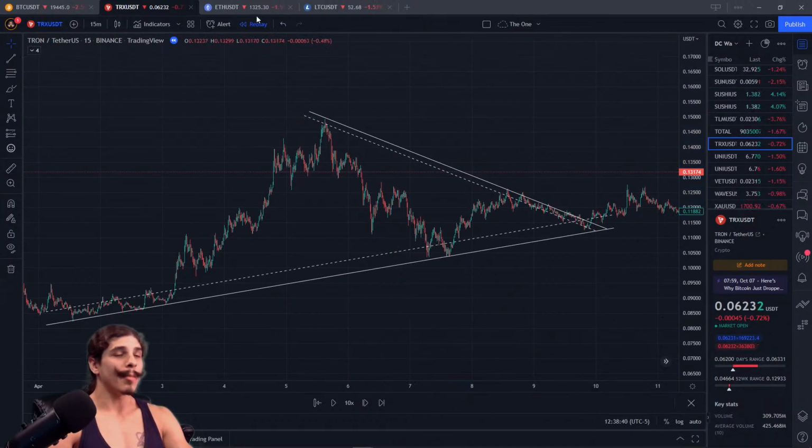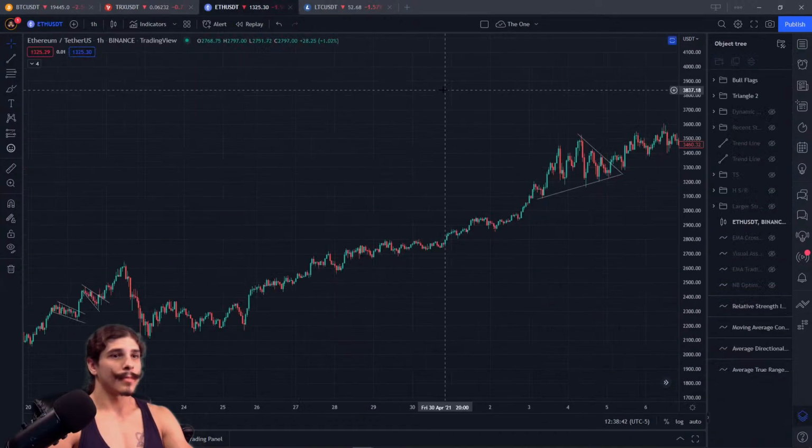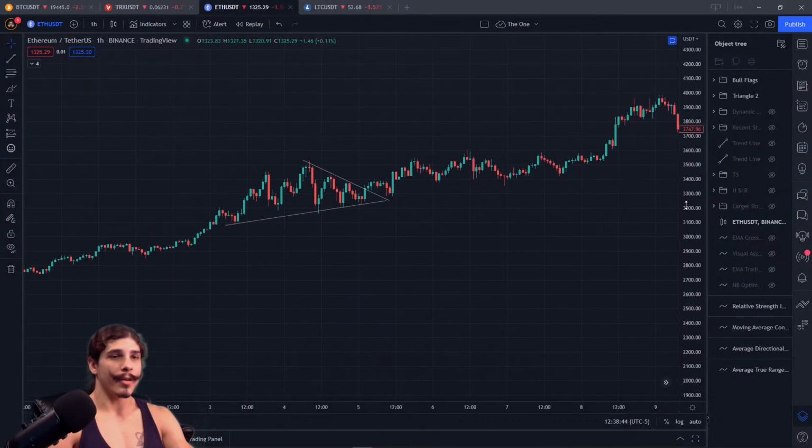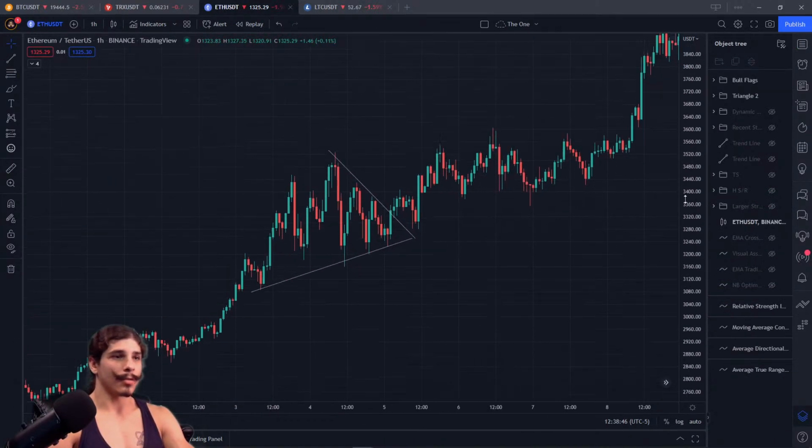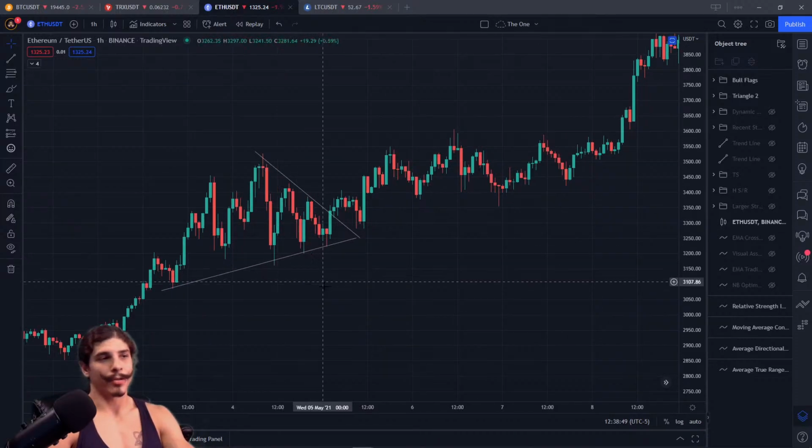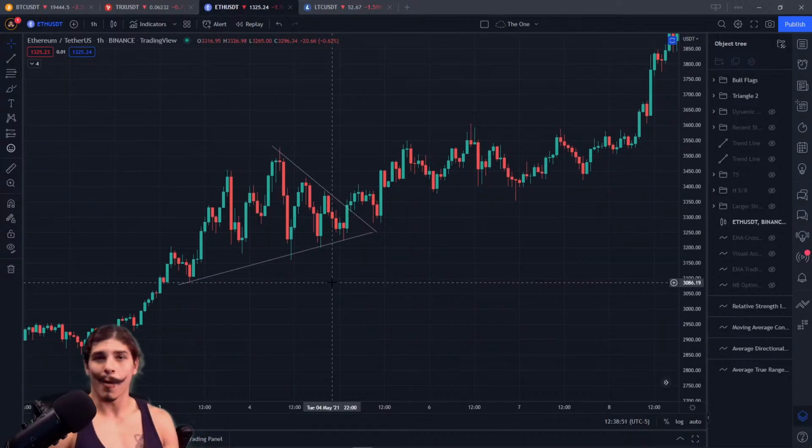So we'll take a look at a couple more examples. Here we have Ethereum 1H, another symmetrical triangle, asymmetrical in this instance. Again, it's really hard to find those perfect. We do find them. We do find perfect channels sometimes. We do find perfect symmetrical triangles. They are out there, but it's not as easy to find them.